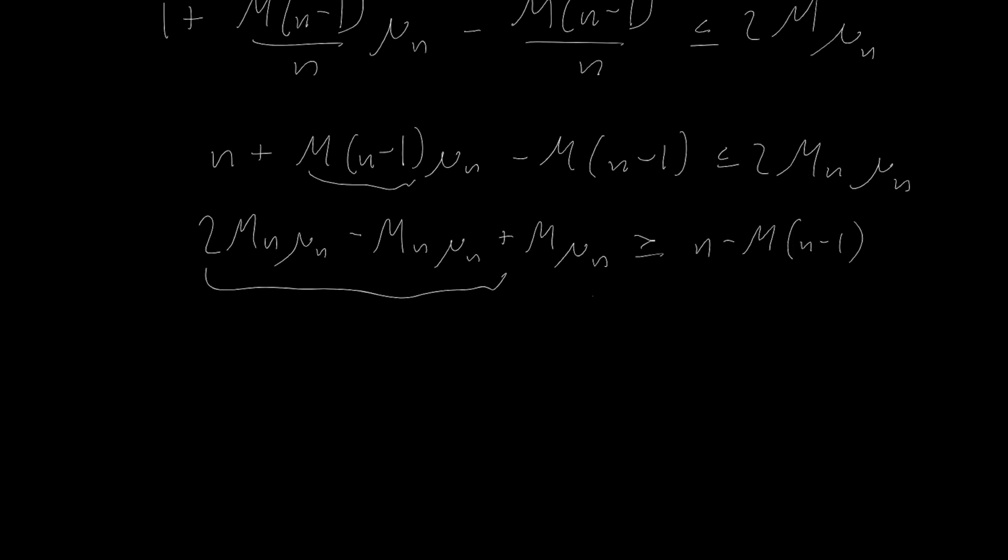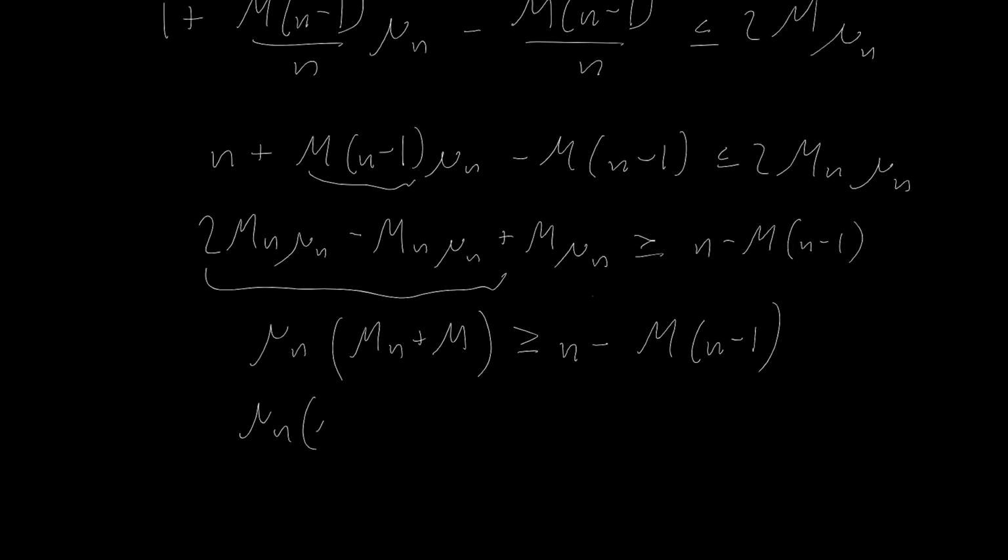So we have mn mu n. We might as well get started factorizing this out. We get mu n, and on the outside we just have mn and then plus m. And that's greater than or equal to n minus m, n minus 1. Factorizing that out again, we'll get m, n plus 1 mu n greater than or equal to n minus m, n minus 1.